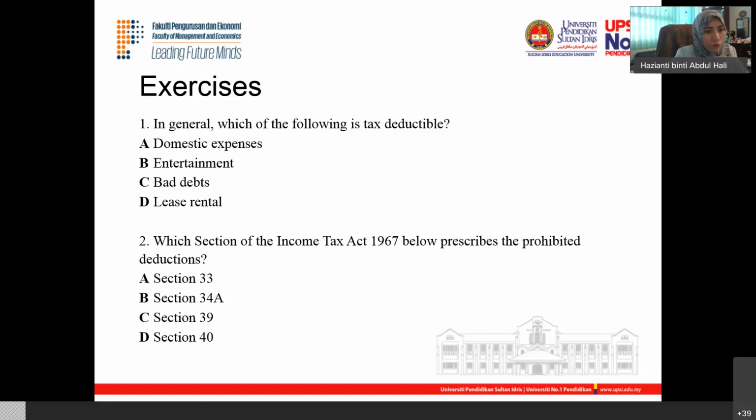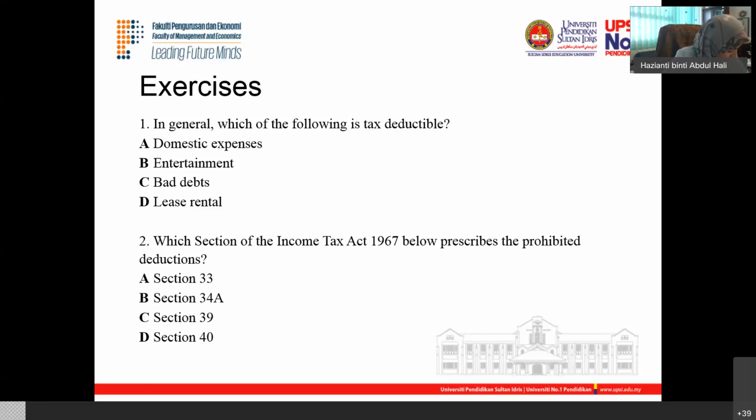Domestic expenses, no. Entertainment in general, no, but what we saw earlier is the specific deductions. So bad debt is tax deductible. Lease rental is also not all deductible. So the answer is C. Number 2.